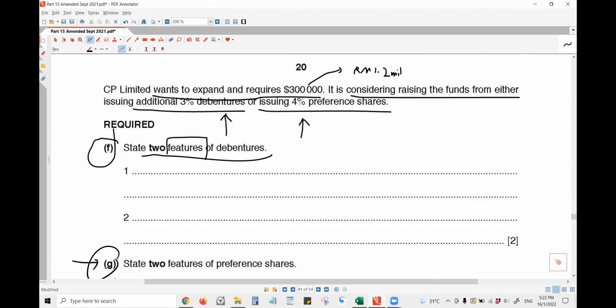Okay, in the future, if you do a business related course, you would be asked to decide, and you have to present to them with some arguments why you choose debentures, the pros and cons, why you choose preference shares, what are the pros and cons. Okay, but not for IGCSE. They won't ask you to decide.